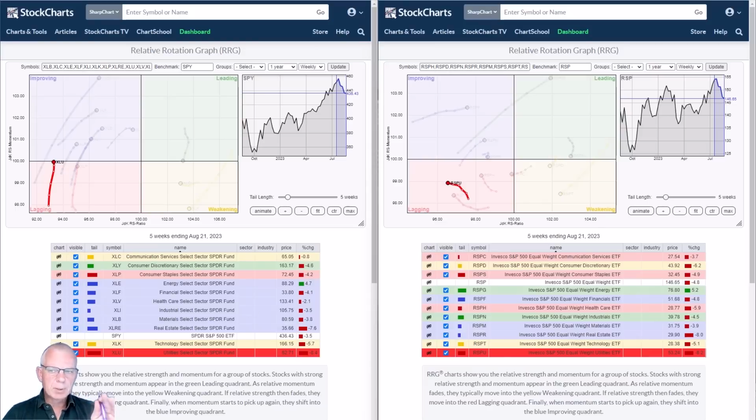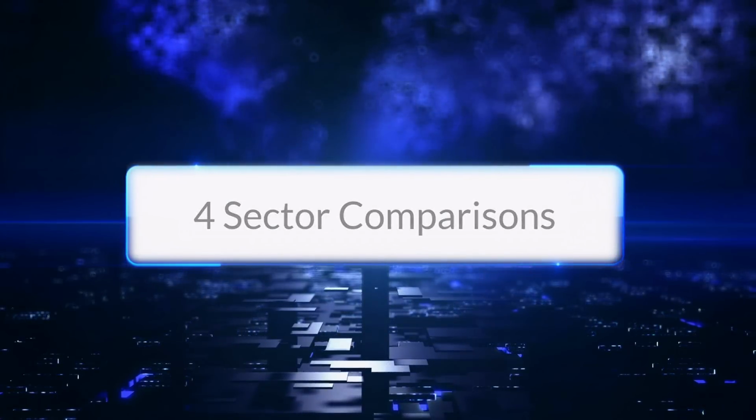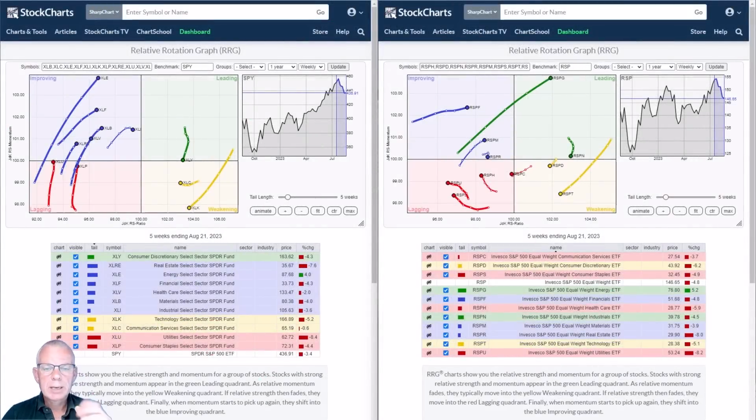So this wraps up the comparison on the RRG. I want to now do some side-by-side comparisons of a few of the more important sectors, or at least the sectors that are showing the biggest differences between cap-weighted and equal-weighted tails. Now that we've looked at the comparison of the tails, I want to go ahead and take a look at 4 sectors side by side, cap-weighted, equal-weighted.